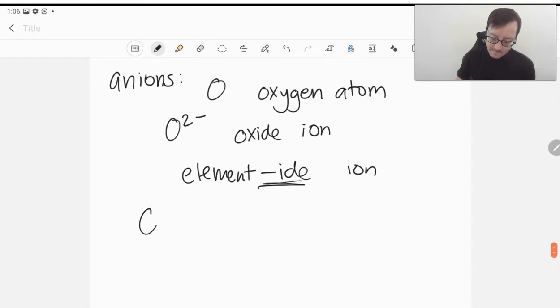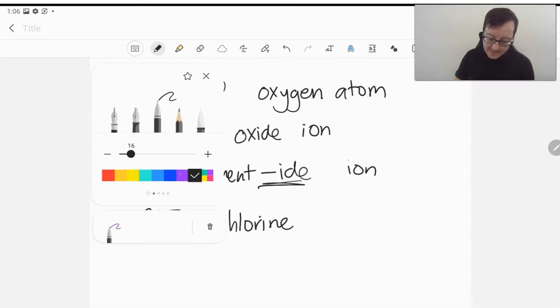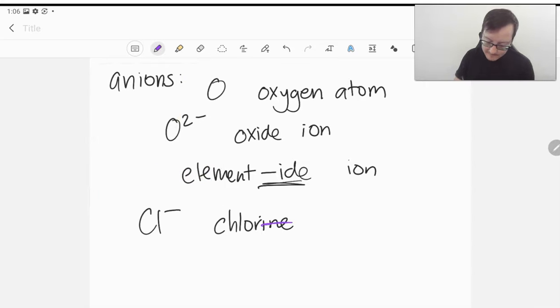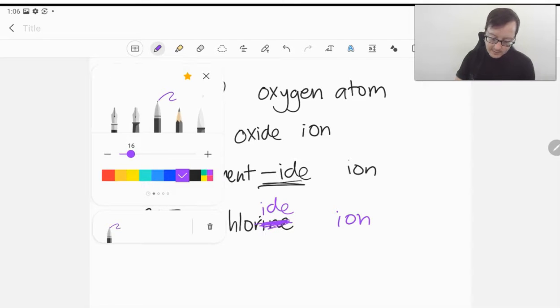For example, Cl- is chlorine, the element. When it becomes minus, we're going to change that last ending. Instead of chlorine, we're going to get rid of the last syllable here, and we're going to write "ide" instead. So this is a chloride ion.